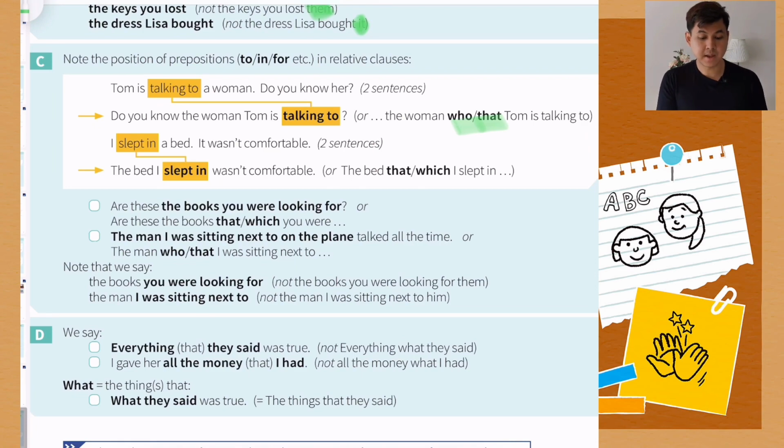I slept in a bed. It wasn't comfortable. So you can say, the bed I slept in wasn't comfortable, or the bed that or which I slept in wasn't comfortable. So I hope that you are going to understand more when you do some exercises later on.